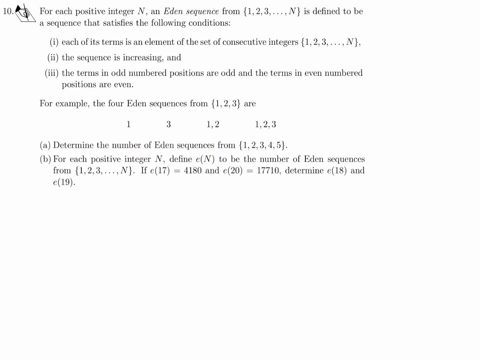For each positive integer n, an Eden sequence from 1, 2, 3, ... until n is defined to be a sequence that satisfies the following conditions. Each of its terms is an element of the set of consecutive integers 1, 2, 3 until n. The sequence is increasing, and the terms in odd number positions are odd, and the terms in even number positions are even. For example, the 4 Eden sequences from 1, 2, 3 are 1, 3, 1, 2, 1, 2, 3. Determine the number of Eden sequences from 1, 2, 3, 4, 5.